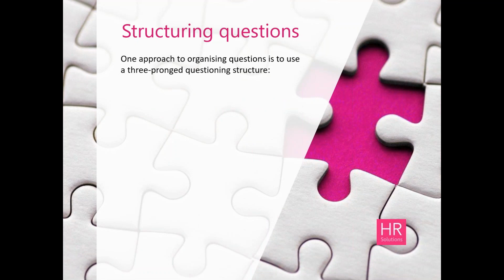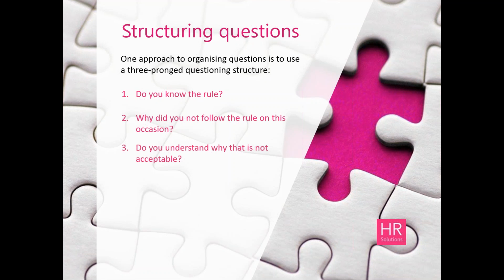Now, you don't have to do this, but just like my formula for an allegation, I tend to advise, and follow myself, a three-pronged structure to questions, okay? I would take these three steps in respect of each allegation in turn. So I'd read out my first allegation and start by trying to establish: one, do you know the rule? Two, why did you not follow the rule on this occasion? And three, do you understand why that is not acceptable?